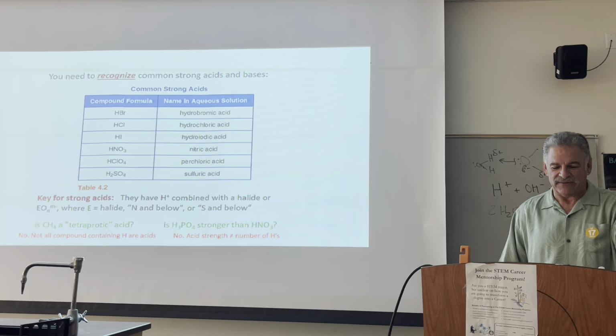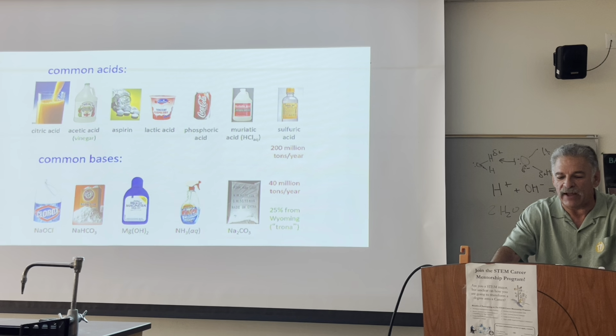So common acids are citric acid, acetic acid, aspirin, lactic acid, phosphoric acid, and muriatic acid, which is really just HCl. And where can you get enough HCl to do whatever you want? Ask the girl with the pool, right? Muriatic acid. Anyway, they use it in pools.